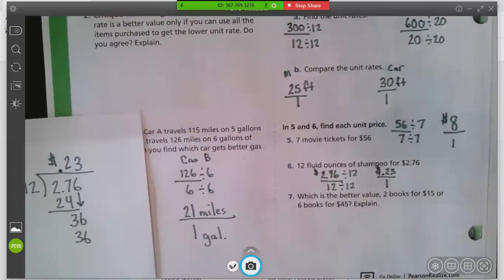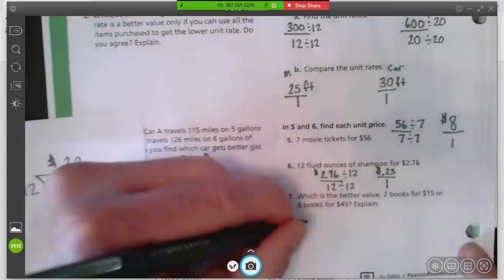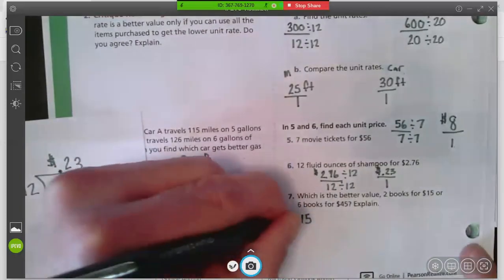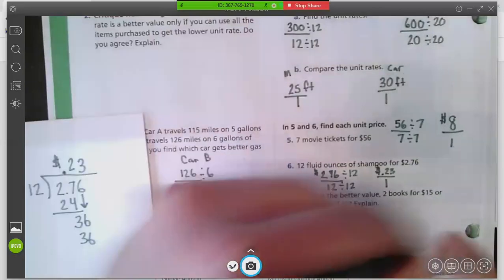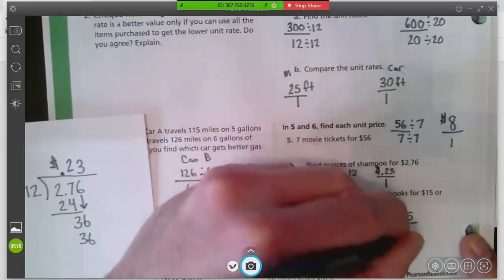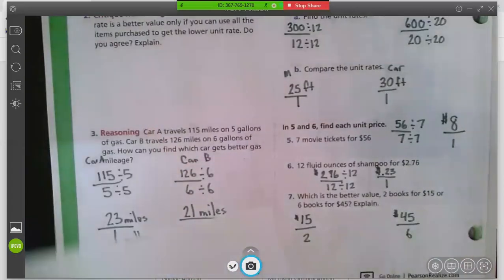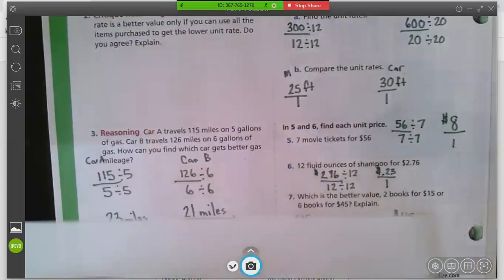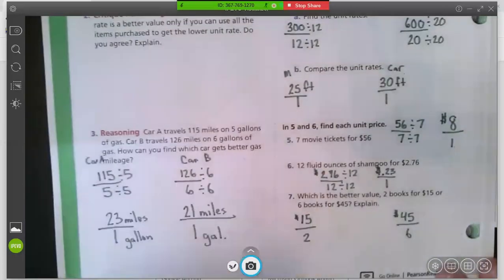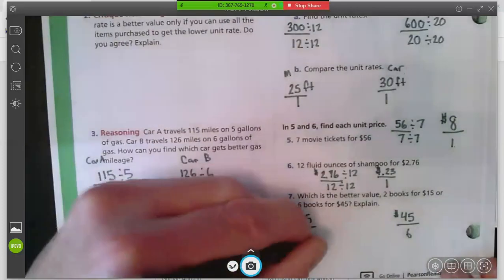Okay. Which is the better value? 2 books for $15 or 6 books for $45? What do we think is the better value here? So how would I set this up? 15 over 2, and then 45 over 6. Now I need to set this up as a division problem. So what am I going to divide this by? Yes, I'm going to divide both sides by 2.